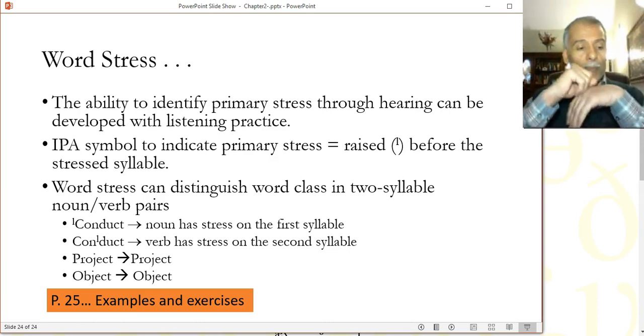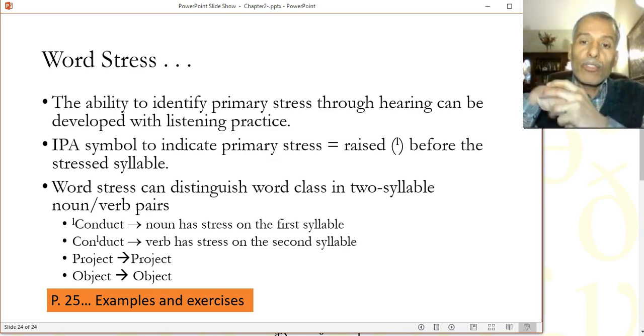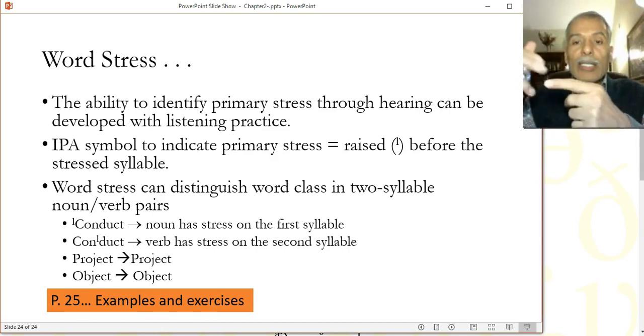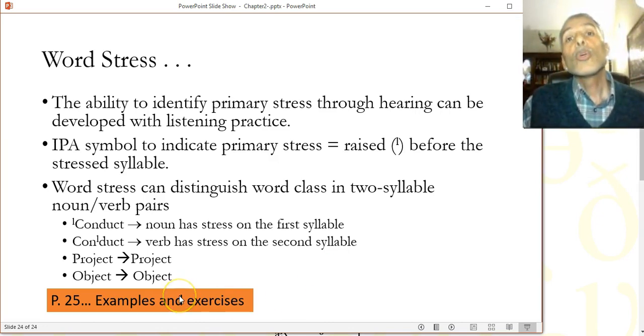So your ability to understand the stress and how it works comes with practice. You have to find a lot of words where you look at the stress and examine it and repeat and see how you say these. And go to page 25 in your textbook and you'll find many examples, and also do the exercises to help you identify the stress. So the stress pattern is used in many words to change the word from a noun to a verb.